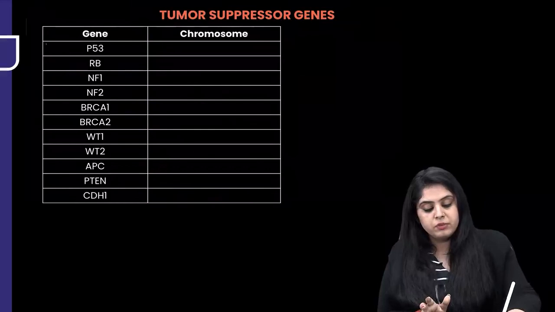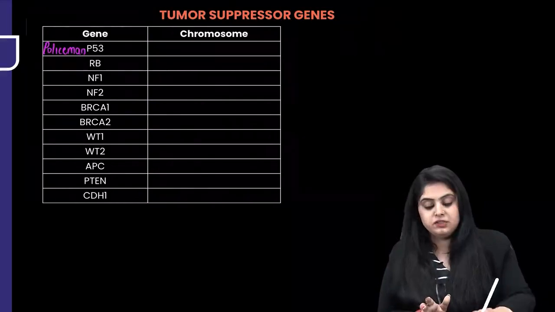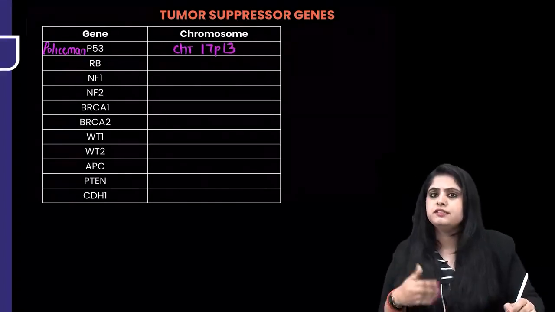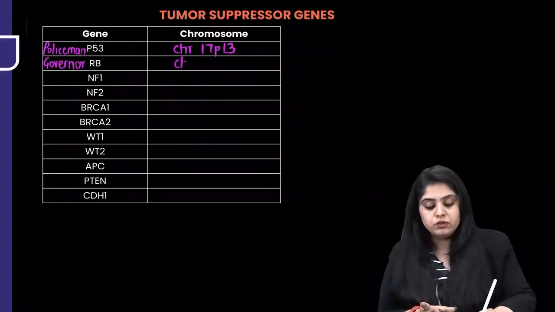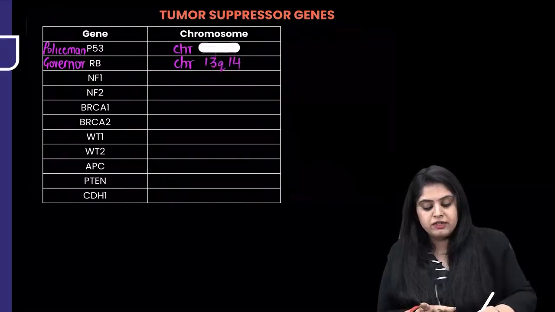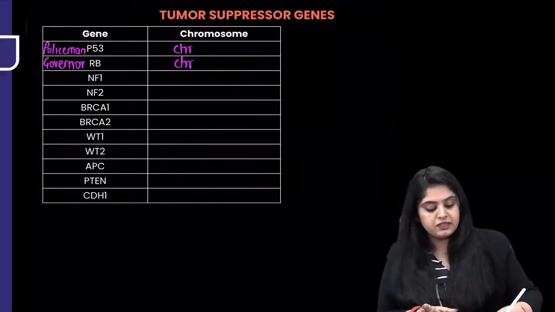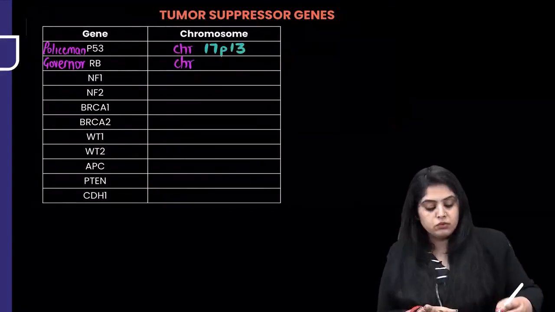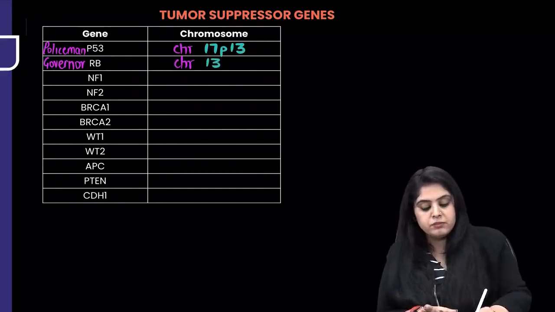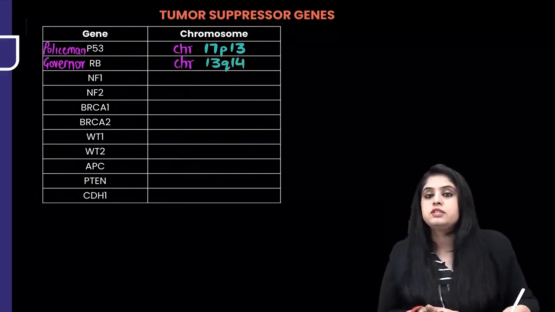When I talk about the policeman, that is P53, present on chromosome 17p13. Continue from 13 only, because the next one is the governor. Who is the governor? RB gene, that is chromosome 13q14. Let's repeat this. I'll tell you once again. How did the policeman start? You said chromosome 17p13. From 13 only you continue and you say, okay, RB gene is 13q14.